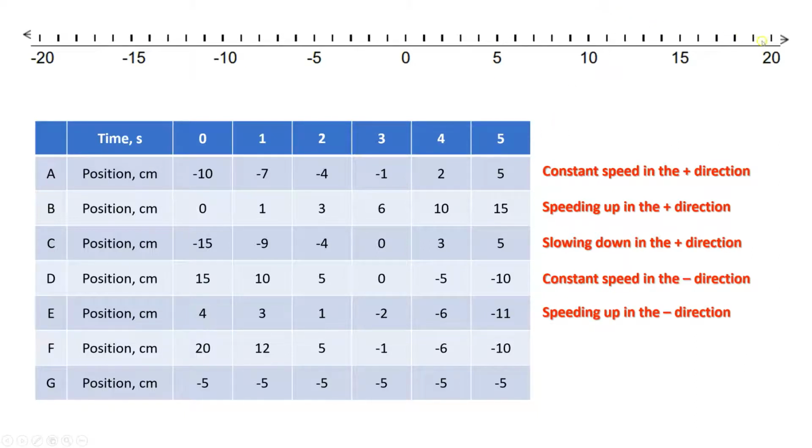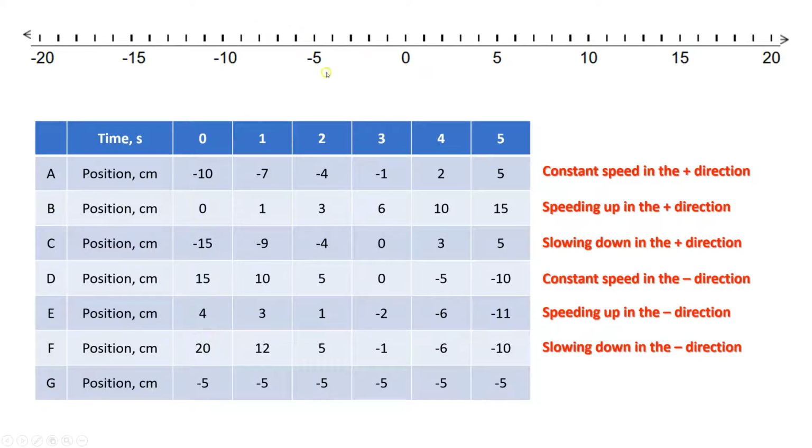Object F starts at the +20 and moves back 8 to the 12, then back 7 to the 5, back 6 to the -1, 5 more to the -6, and 4 more to the -10. It's moving in the negative direction but slowing down since each successive second it travels a shorter distance.